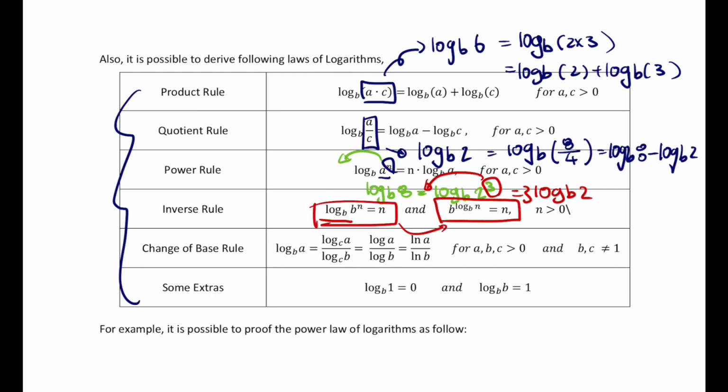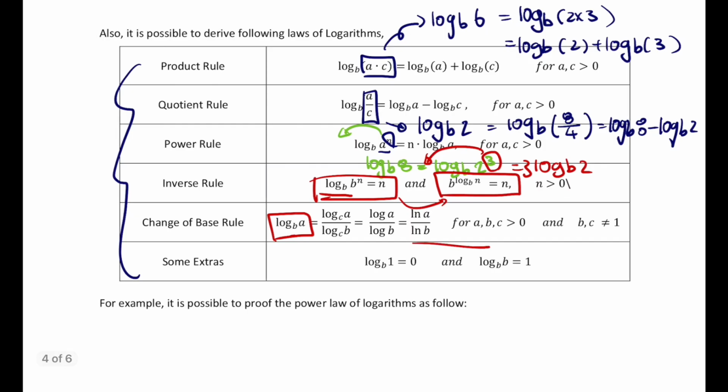It is possible to prove the inverse rule using the laws of exponents, but we're going to skip that for now. The change of base rule means you can change the base of a logarithm using a different base. If you have something like log base 2 of 3, then you can change this base to 10 and rewrite your logarithm like this. That's the change of base rule.